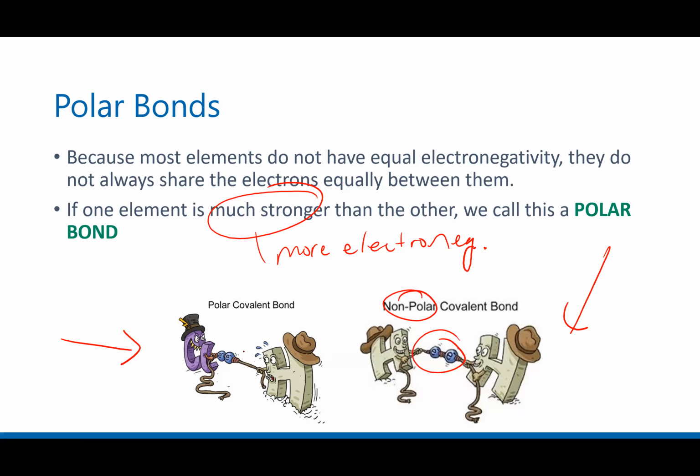There's different types of force at play. So you can see here, we have a chlorine and a hydrogen, and the chlorine is pulling a lot stronger than the hydrogen. However, over on the right side, you can see the two hydrogens are sharing it equally. So this changes how things bond.